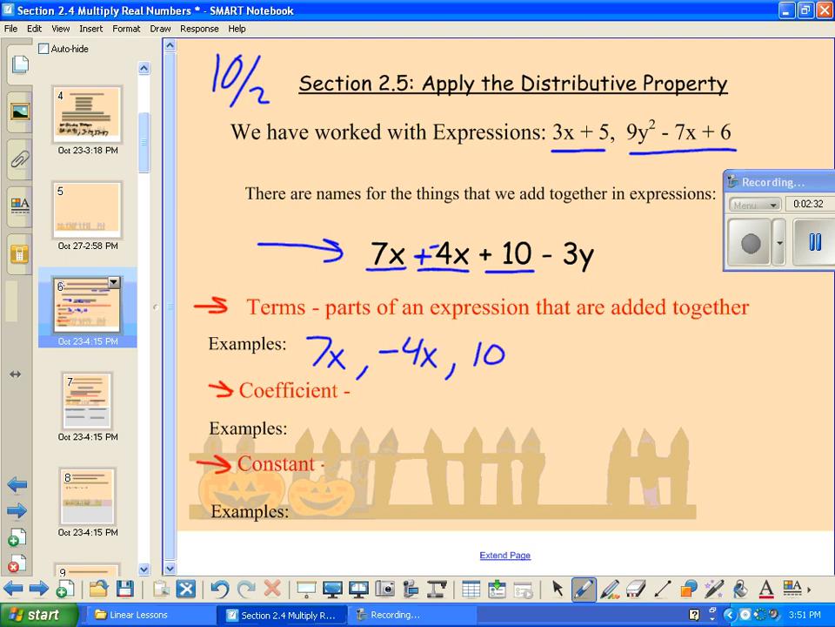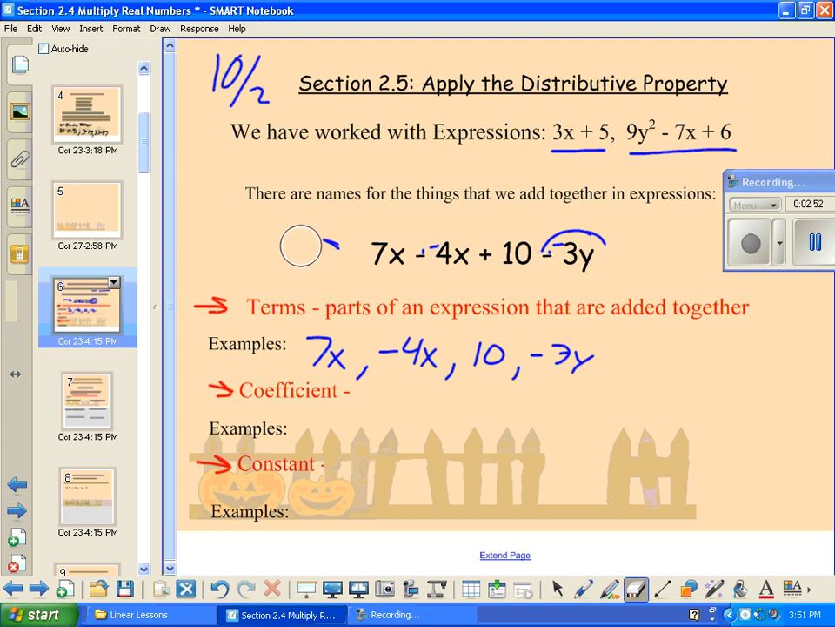10 will also be a term. And then this last one, same kind of thing. It's negative 3y. When there's a subtraction sign in front of it, I need to think that I would subtract that term from something, so it's almost like making a negative. Or again, I can chop dash and think of it like negative 3y. So those would be my terms. There are 4 terms in this expression.